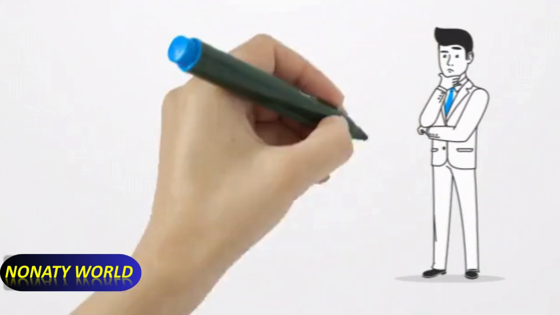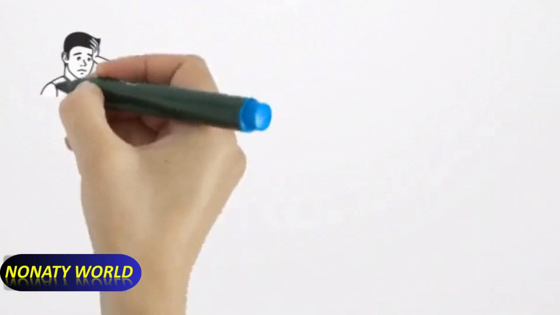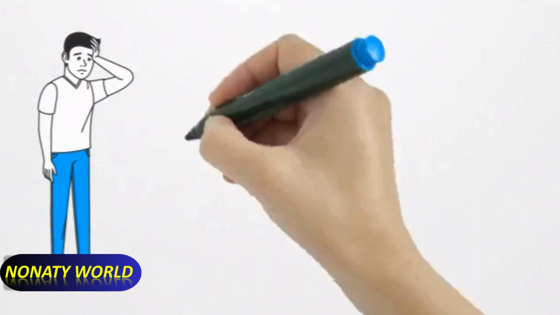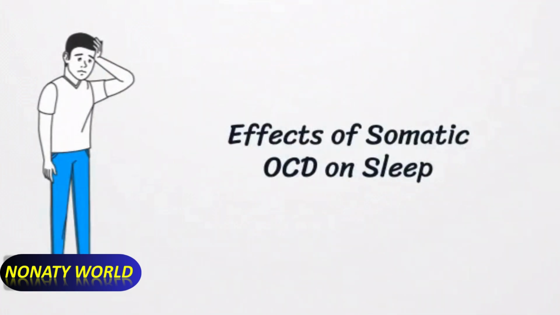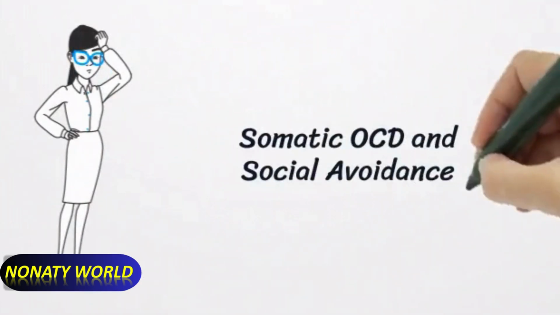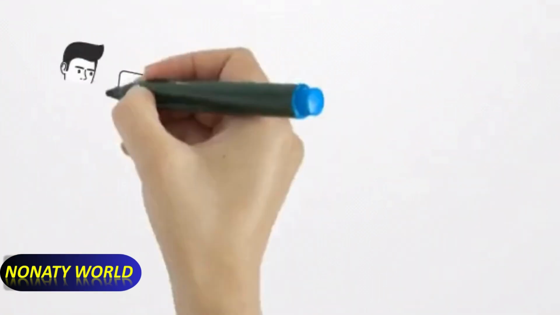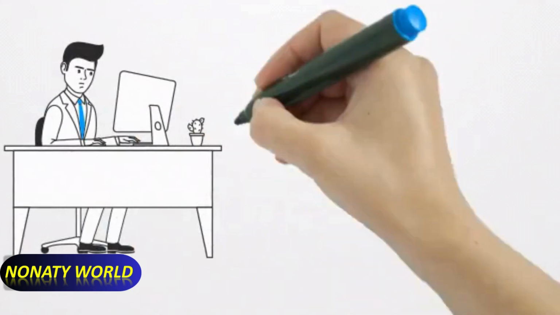Physically, it can be taxing to continuously monitor bodily sensations due to the mental strain involved. Your sleep patterns might be disturbed by the stress and anxiety caused by somatic OCD, which can lead to insomnia and poor quality sleep. In terms of somatic OCD's social ramifications, it can make you avoid social situations in an effort to stop your obsessions from being triggered. Solitary living may result from this.